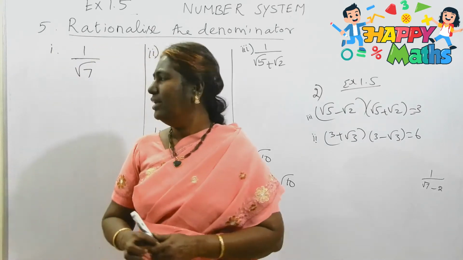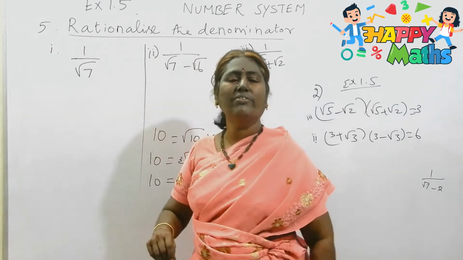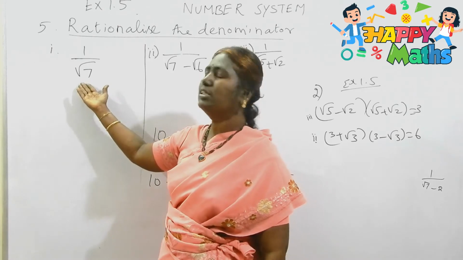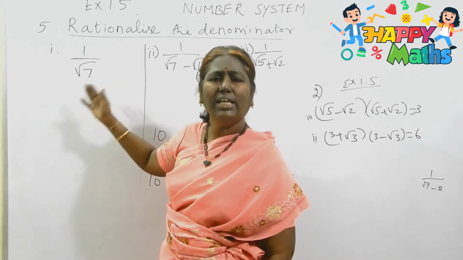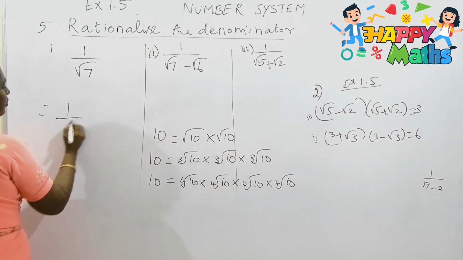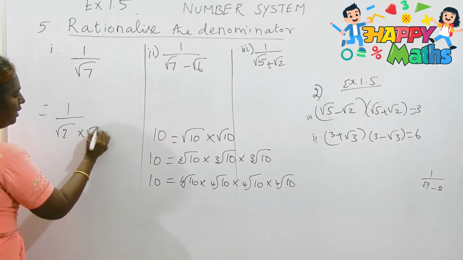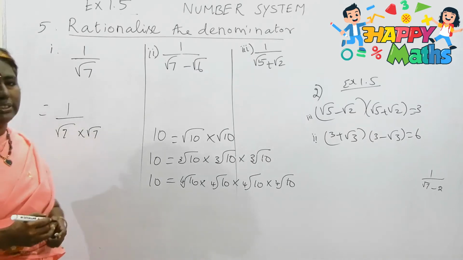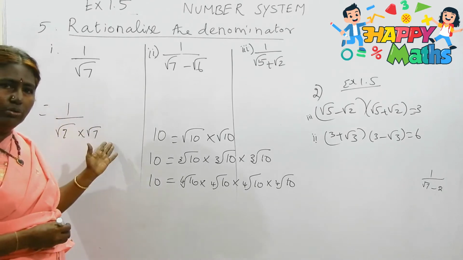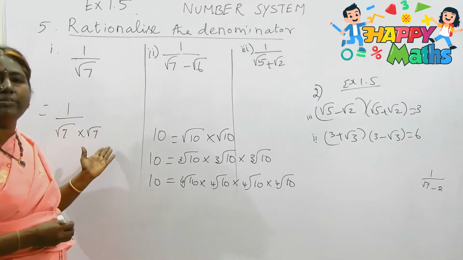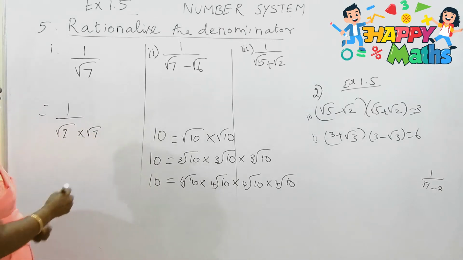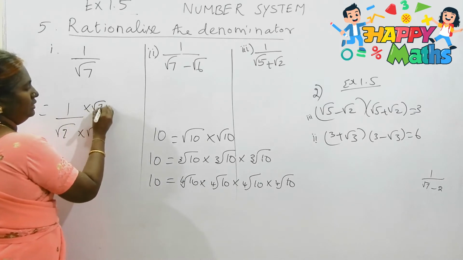In the same way, when I want to convert this root 7 into the whole number 7, what should I do now? I must multiply this root 7 by one more root 7, then it will become 7 only, no? So I want to do now 1 by root 7. I want to multiply by root 7, then it will become 7. Okay, but are both the same? No. This is 1 by root 7, this is 1 by 7. How can you multiply only the denominator? So we have to multiply the numerator as well.